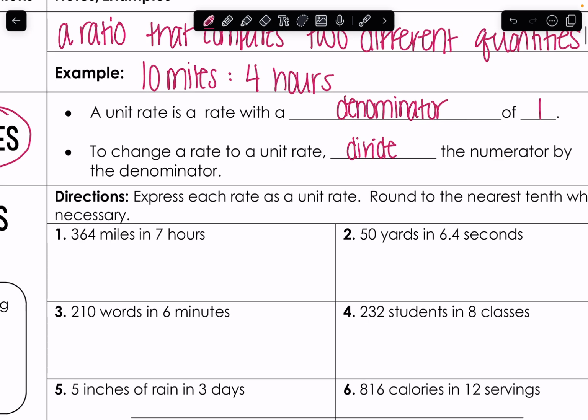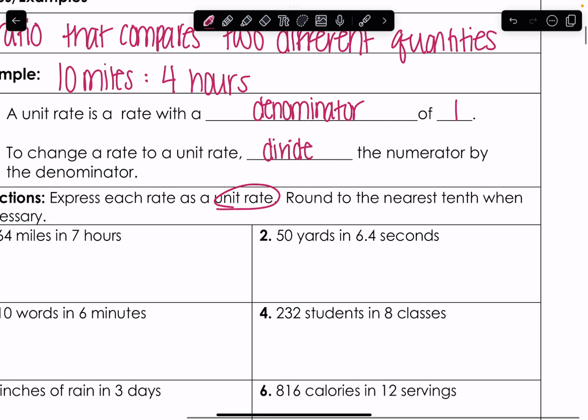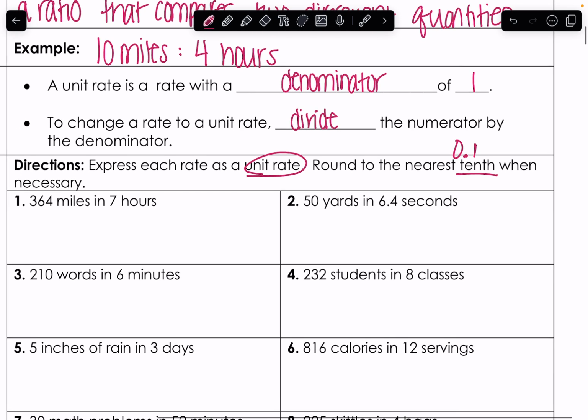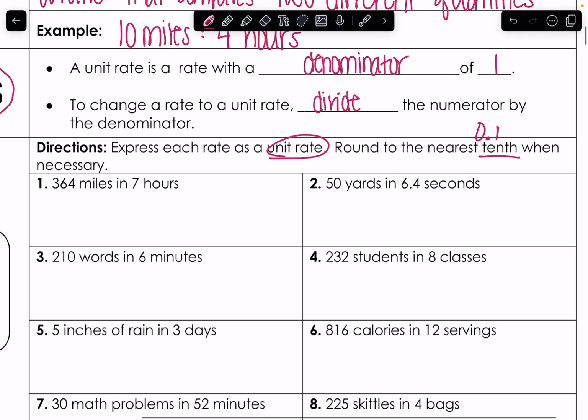So my directions here: express each rate as a unit rate. We can round to the nearest tenth. Does anyone know how many decimals is tenth? How many decimal places if I'm rounding to the nearest tenth? One, right. The ones place is right here, and just like the tens place would be right here, the tenths place is one behind the ones place. So tenth is 1 decimal. Let's go ahead and do that.